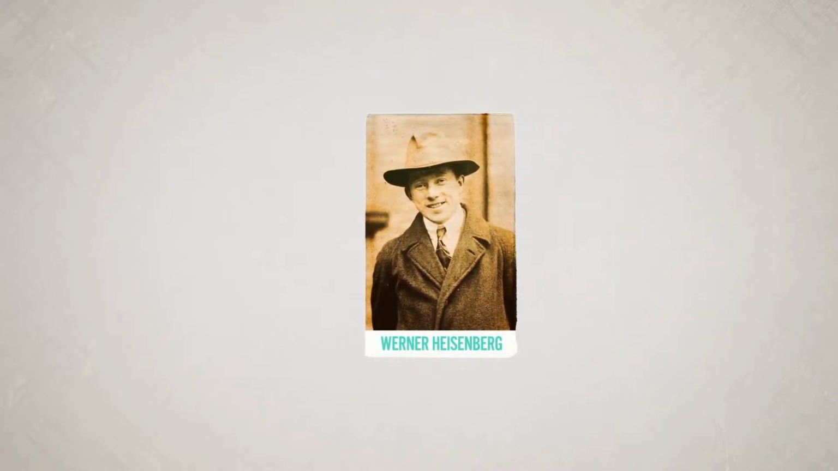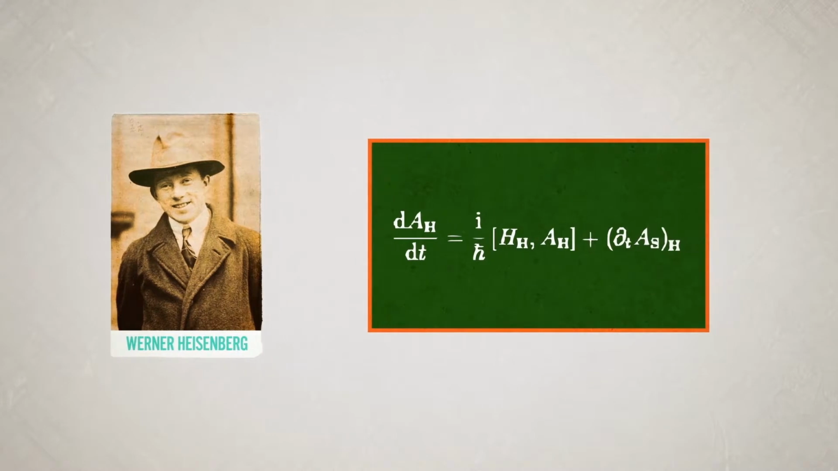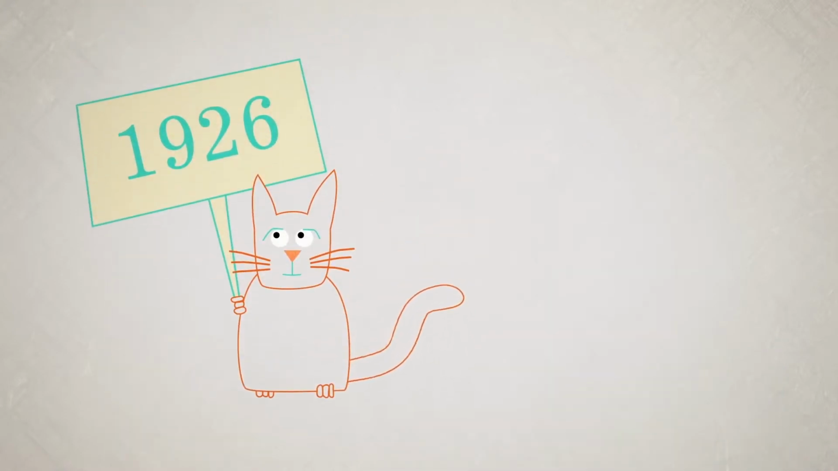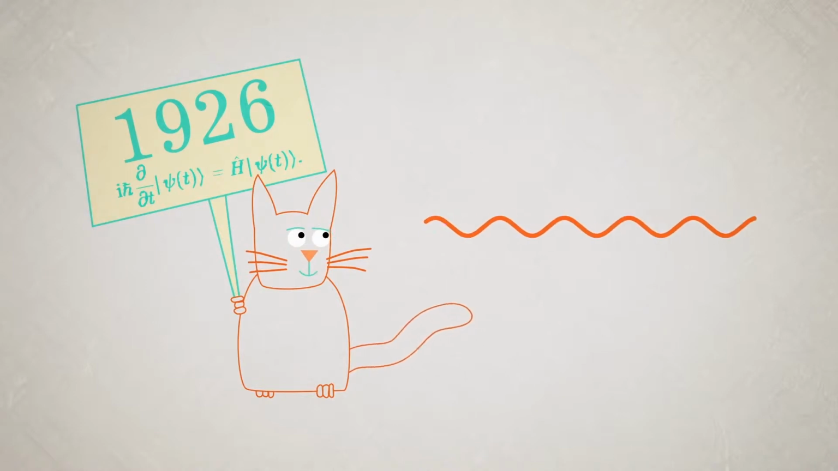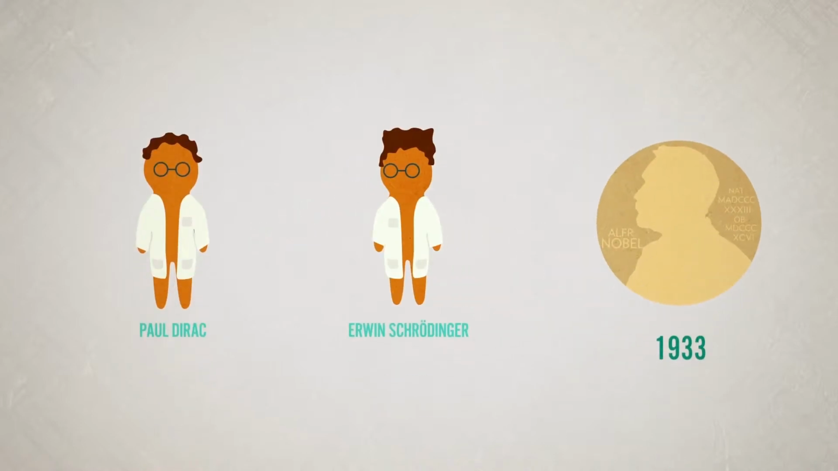The first precise mathematical representation of quantum mechanics was created by Werner Heisenberg with the matrix mechanics he formulated in 1925. A year later, Erwin Schrödinger developed the wave equation, an alternative mathematical formulation of quantum mechanics. He was also the one who came up with the famous cat paradox. And Paul Dirac was able to show that Heisenberg's and Schrödinger's formulations were equivalent. In 1933, Schrödinger and Dirac shared the Nobel Prize.